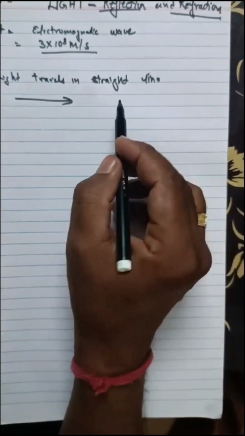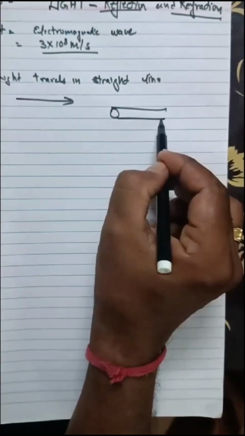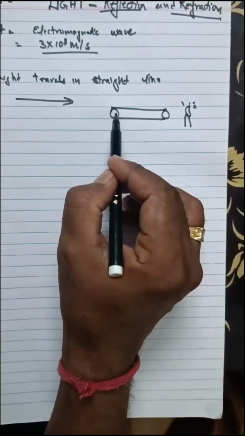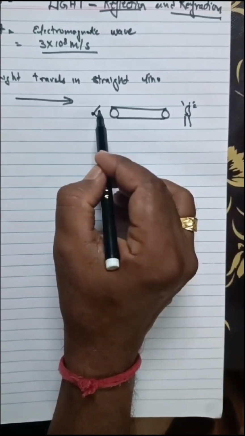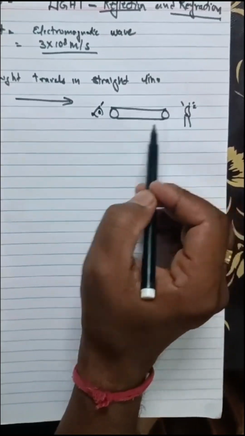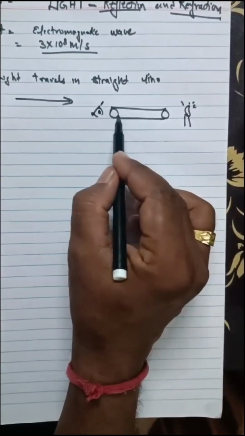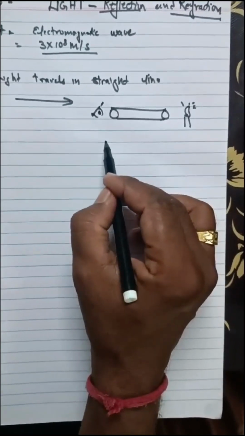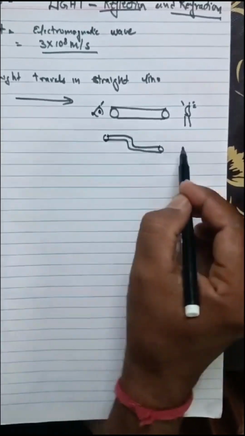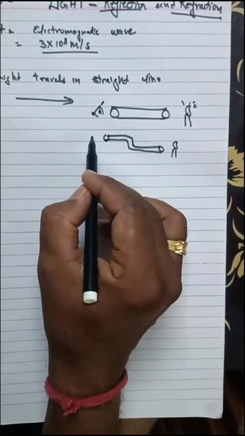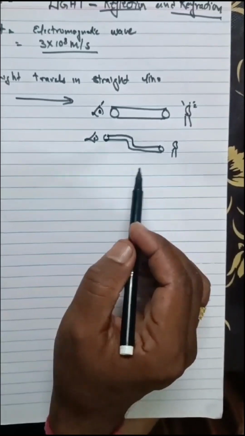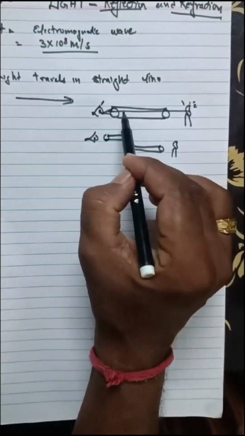In your 9th standard also you might have studied that if you see through a pipe and there is a candle at the end of the pipe, you can see the candle only if the hollow pipe is straight. Now if I bend this pipe like this and put a candle here and wish to watch it from here, you cannot see the light, because light travels in a straight line.